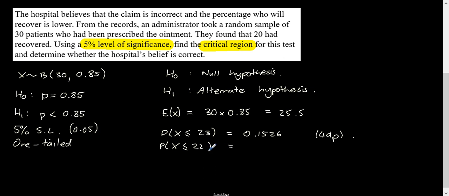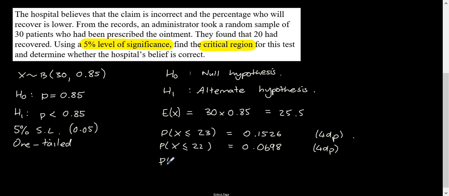So let's test the next value down. Remember, we're going to try and get further and further away from this expected value in order to find our probability. So x is less than or equal to 22, n is 30, p is 0.85. This time we have 0.0698, again to 4 decimal places. And we check this. So 0.0698, certainly getting closer to 0.05, but it's not below 0.05. All right, so 22 is not a significant result.